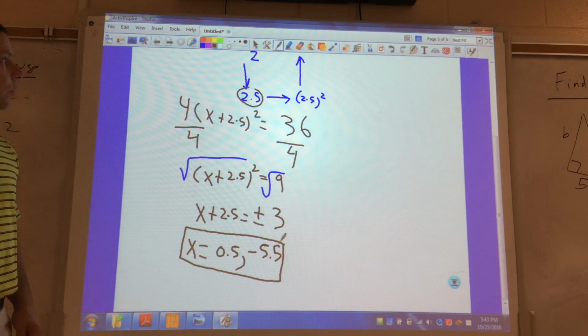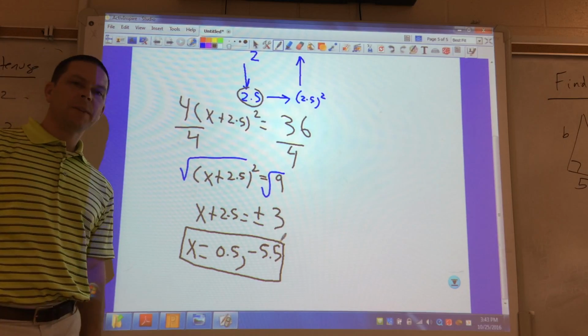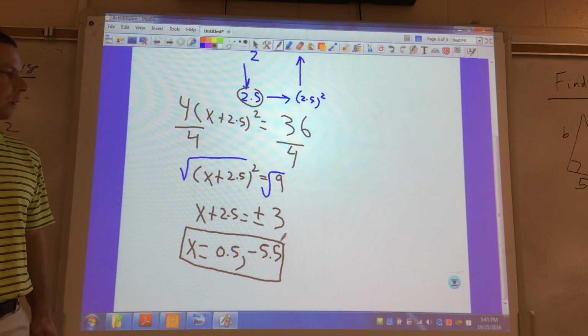So there are two quick examples of solving quadratics by completing the square.